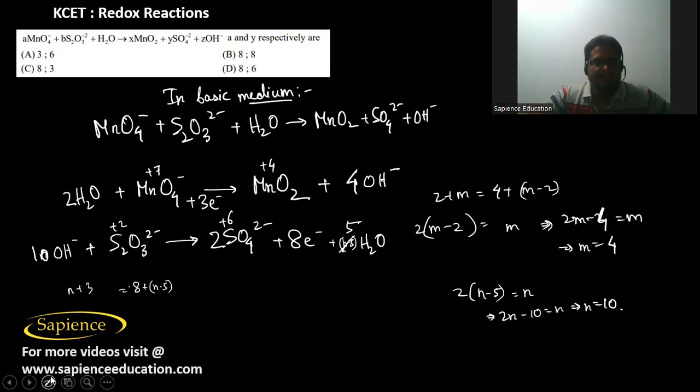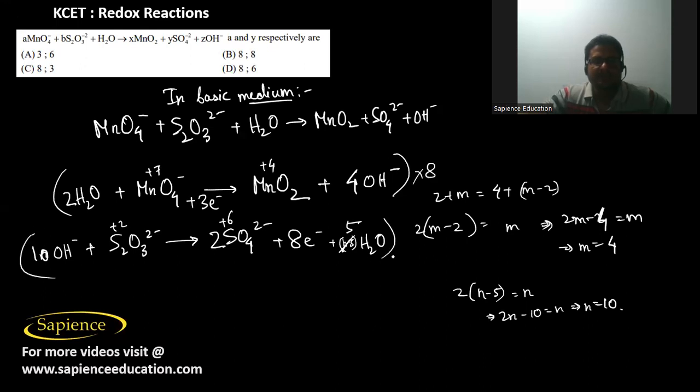Now we can add these two equations. Actually, here we have 8 electrons and here we have 3 electrons, so we have to make the number of electrons the same. So this we have to multiply by 8 and this by 3, and then add them. So then it will come.